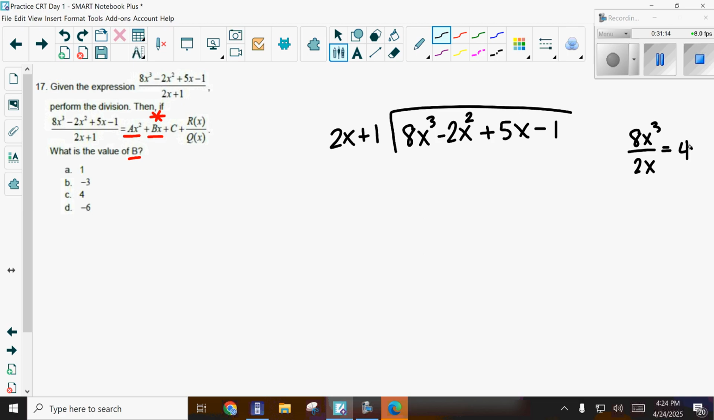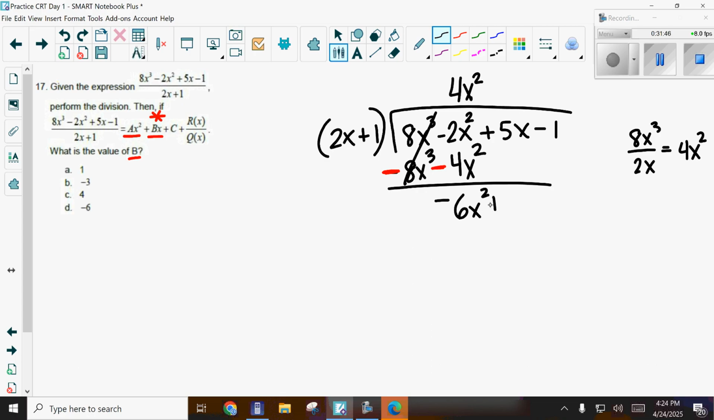So this is going to be 4x squared. So my 4x squared has to go above the x squared. And then I'm going to take that and distribute it back to this. So if I multiply this, this is going to give me 8x to the third, positive 4x squared. Notice I don't like my positive signs. The reason I don't is because I have to change every sign. So I change this sign, let's do it in red, change this sign, and then I'll put everything together. So these cross out. This is negative 6x squared plus 5x minus 1, and then it starts over.